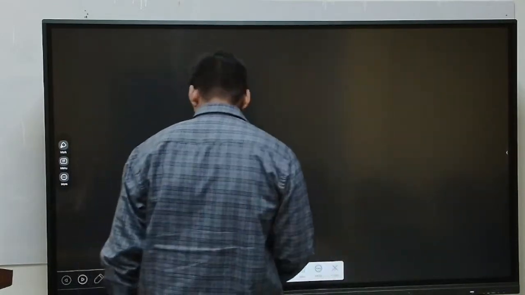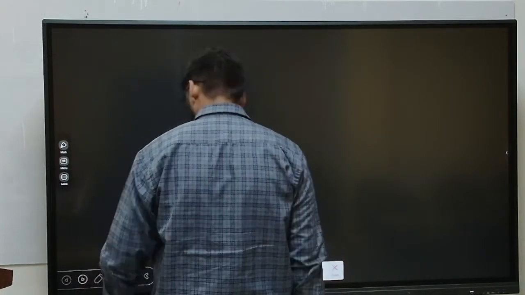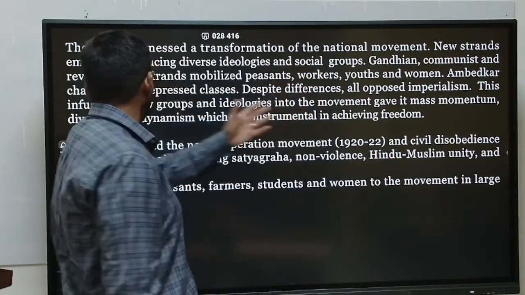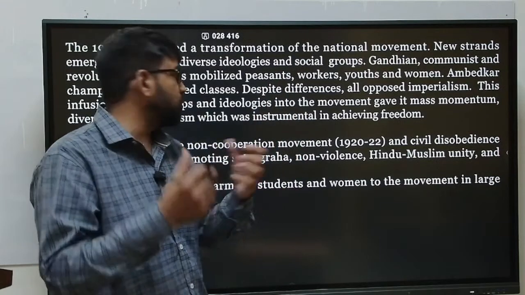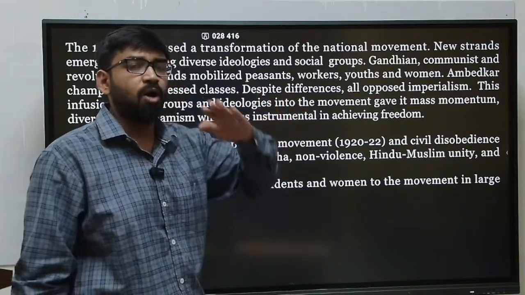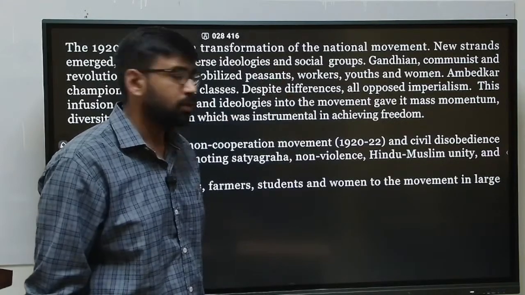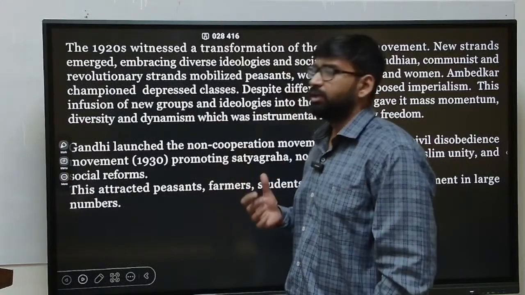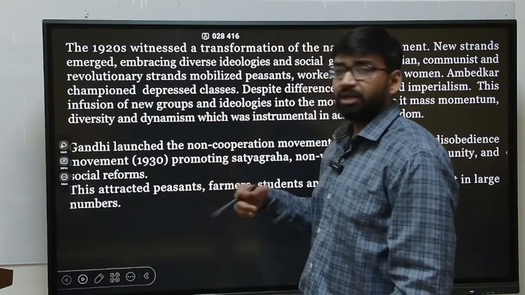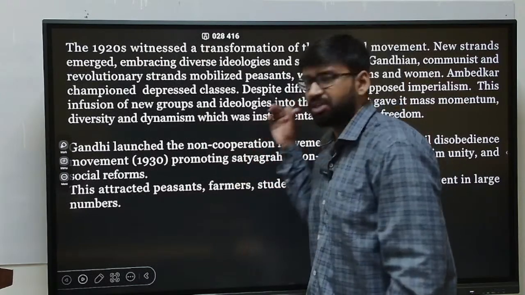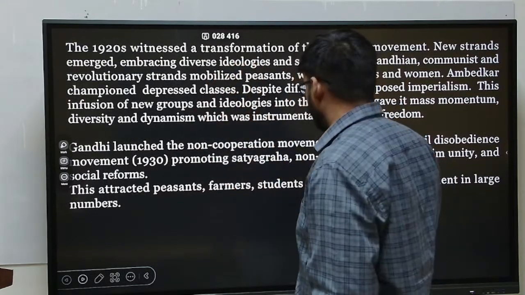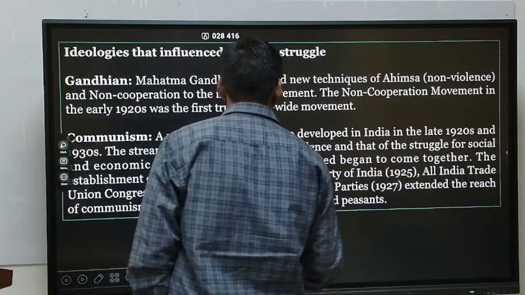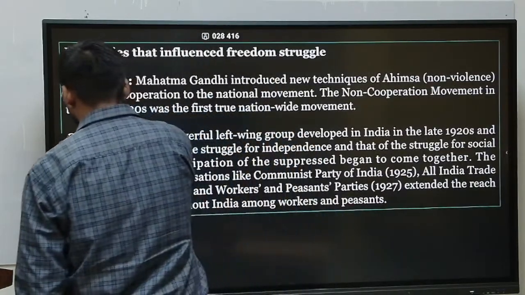So as you can see here, clear? This infusion of new groups and new ideologies gave mass momentum. And this became the most important thing for achieving freedom. So Gandhian ideology launched non-cooperation, civil disobedience movement, Satyagraha. These were the principles of Gandhi.